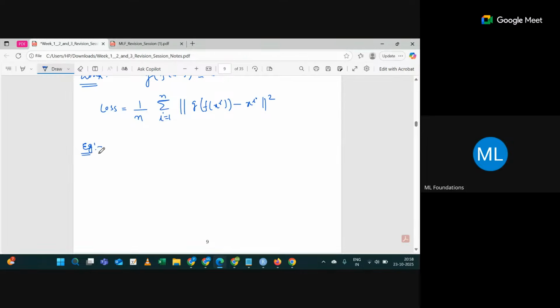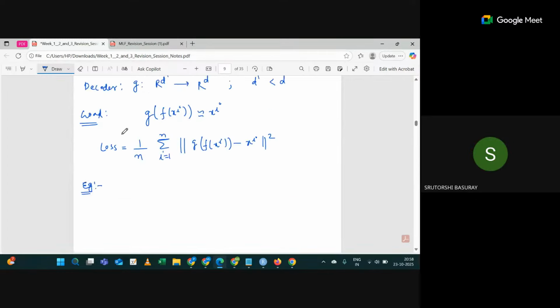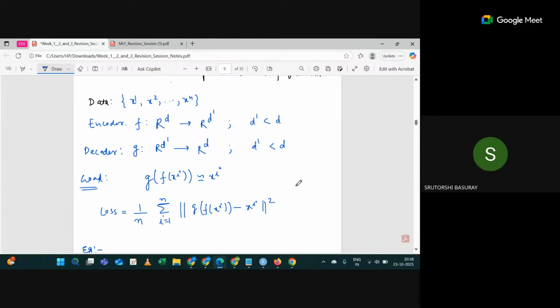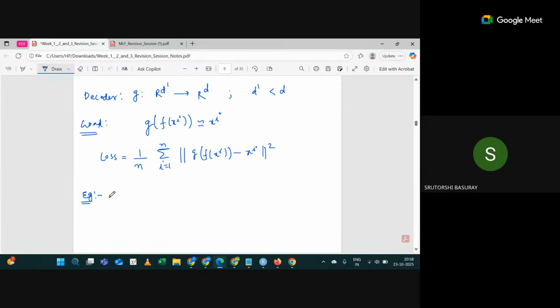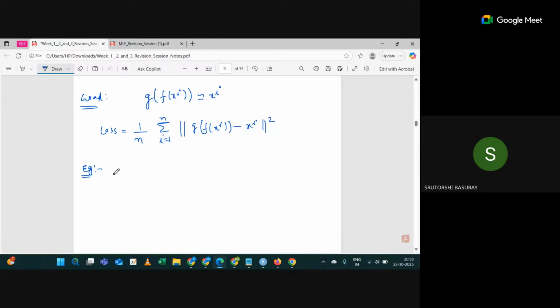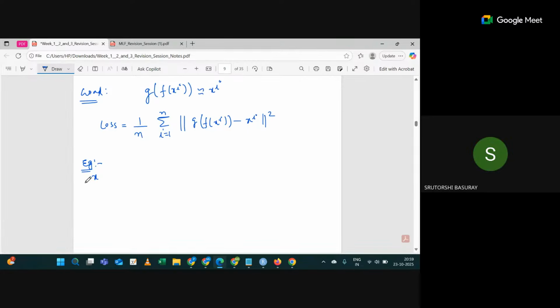Can you show the previous formula? Yeah, this one. The goal is g of f of x1. So we take the original input, and by dimensionality reduction we reduce its dimension, and then later we convert it again into the original dimension.